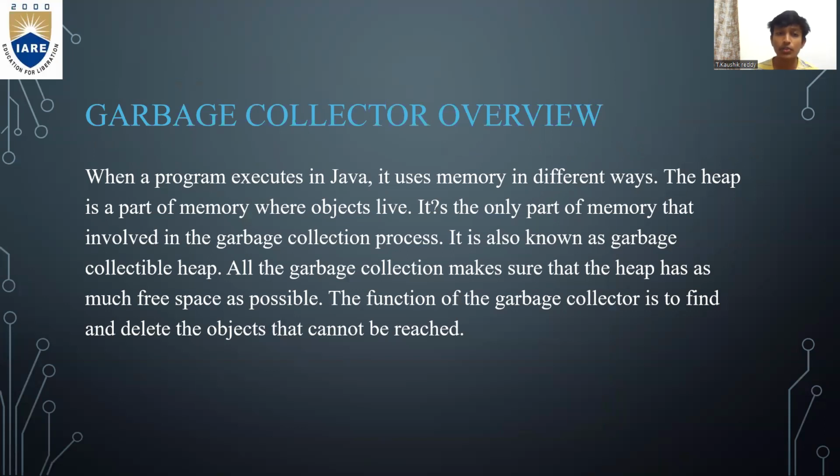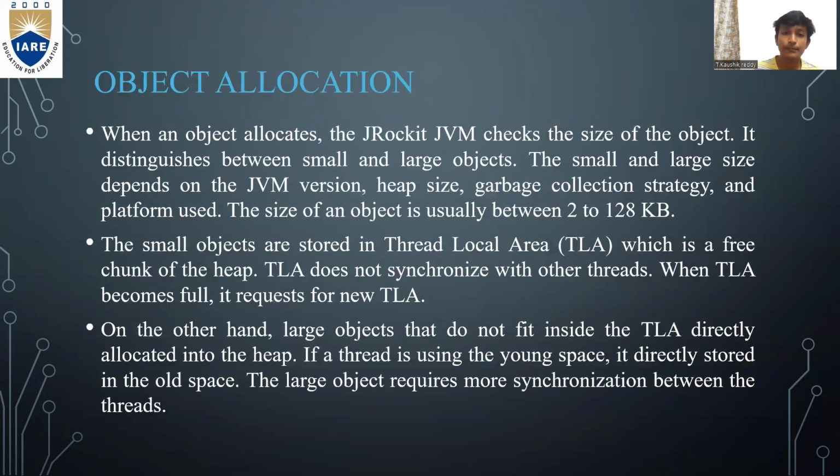Next, garbage collector overview. Let's get an overview of what exactly a garbage collector means. When a program executes in Java, it uses memory in different ways. The heap is the part of memory where objects live. It is the only part of memory involved in the garbage collection process. It is also known as the garbage-collectible heap. Garbage collection makes sure that the heap has as much free space as possible. The function of the garbage collector is to find and delete the objects that cannot be reached.